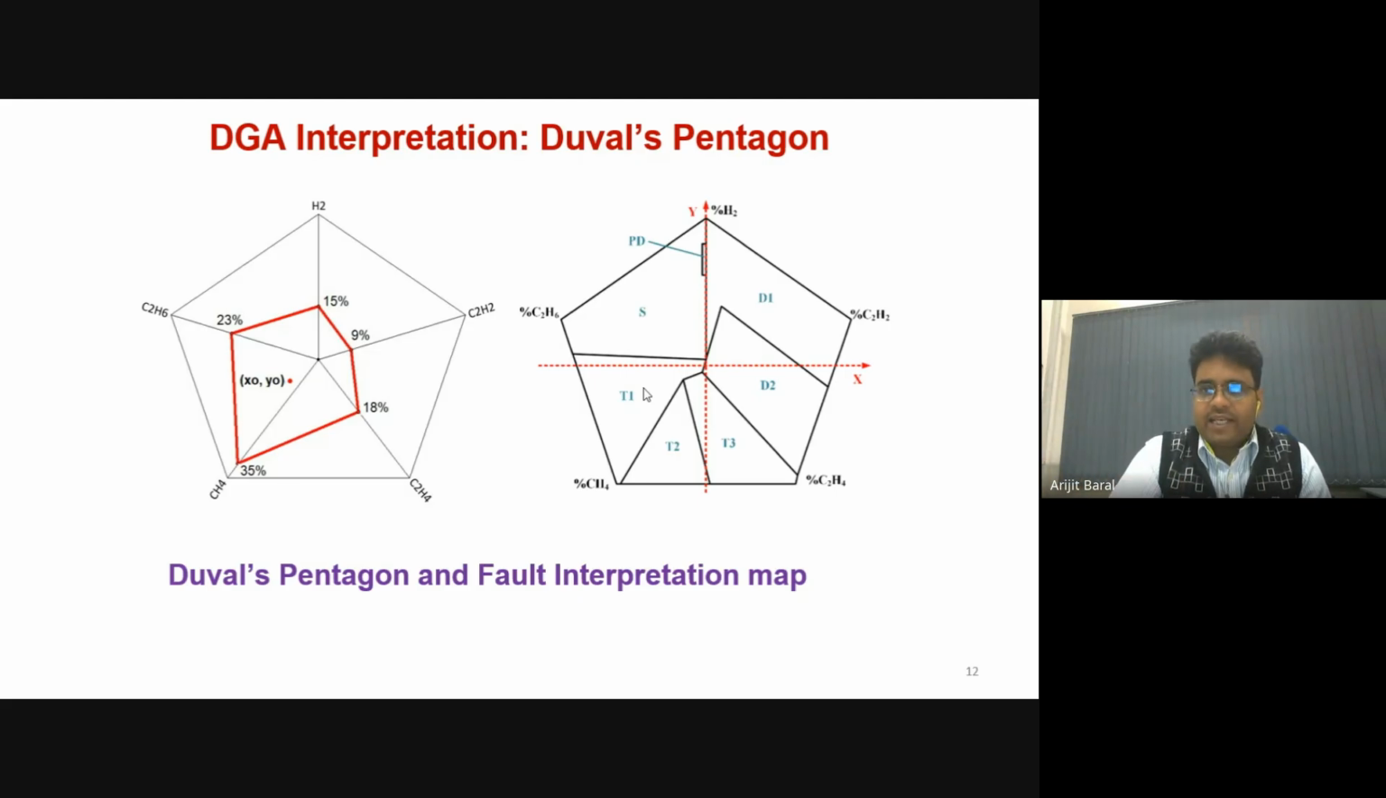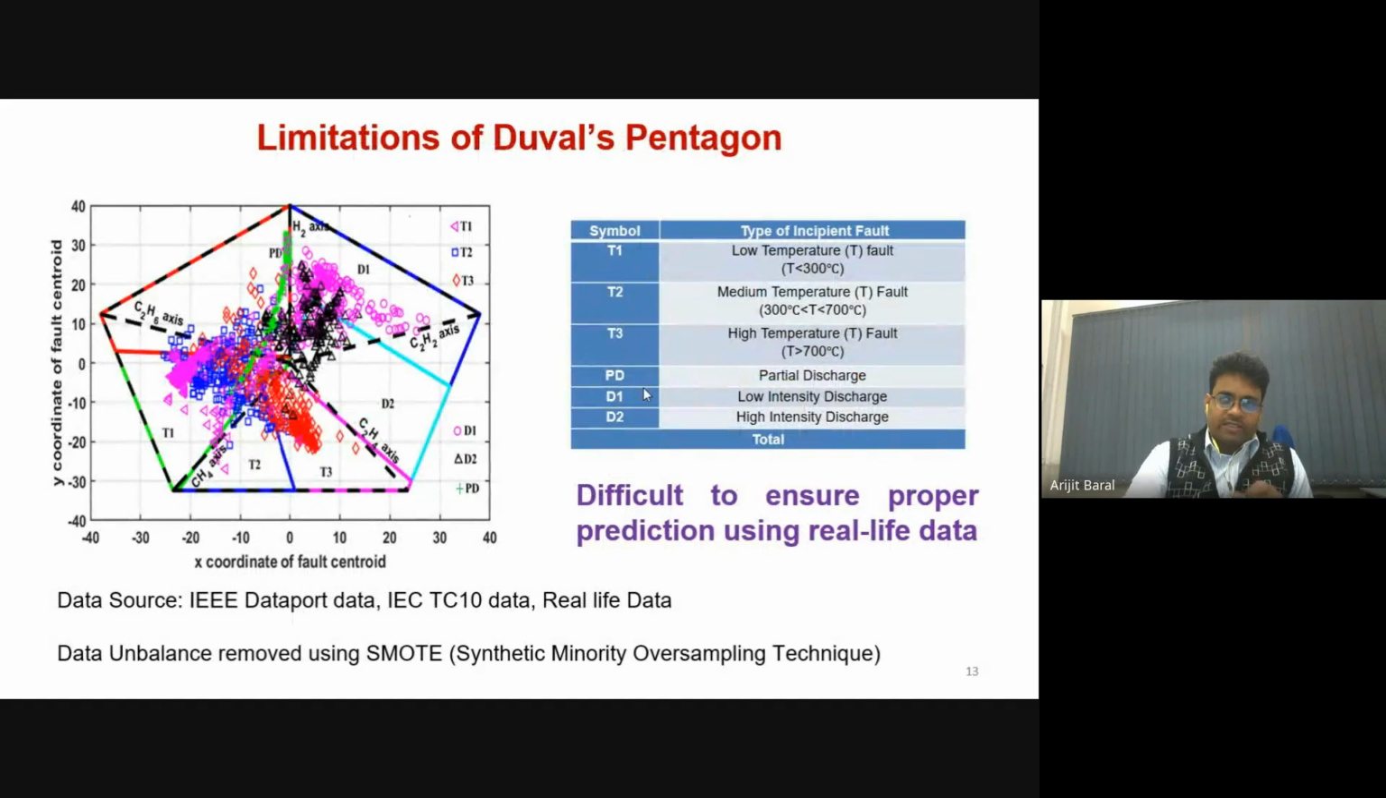So ideally, if you have oil samples, using this Duval's pentagon, you should be able to identify what type of fault I'm dealing with. But in reality, this is not the case. See, what I have done over here, I have considered data related to dissolved gases from IEEE DataPort data. This is freely available. IEC Technical Committee 10 data. This is also freely available.